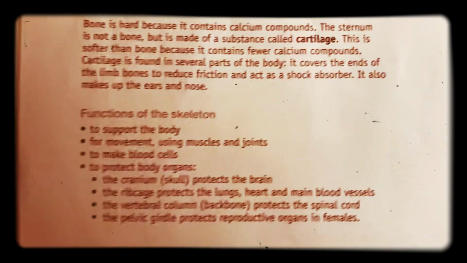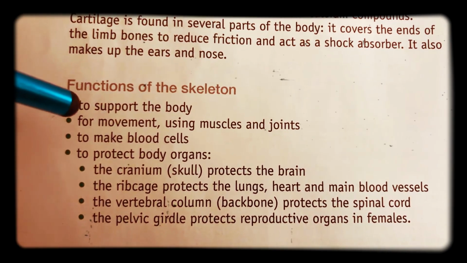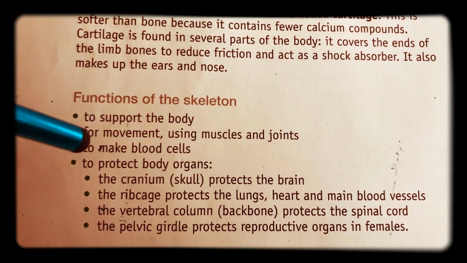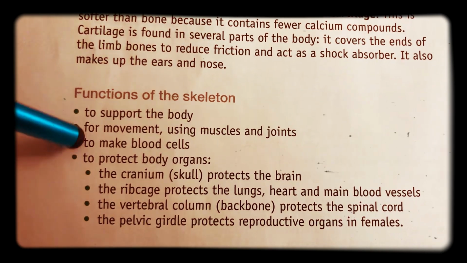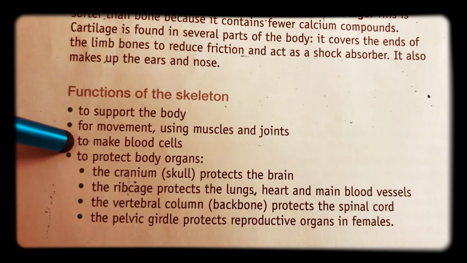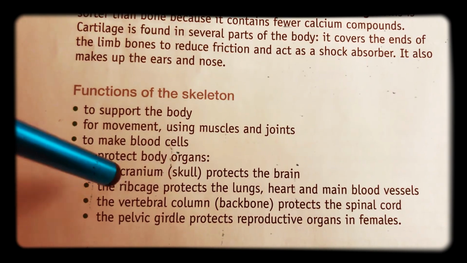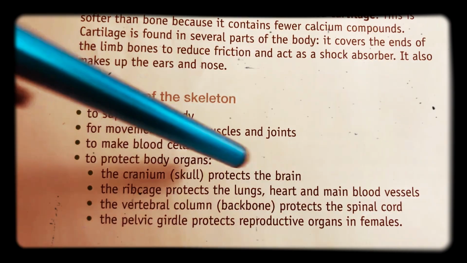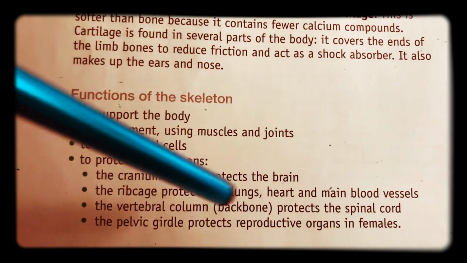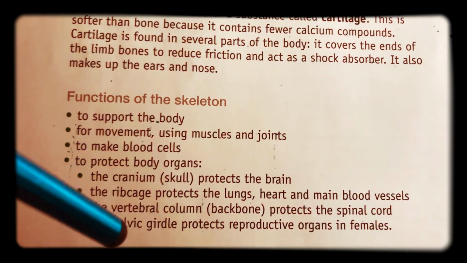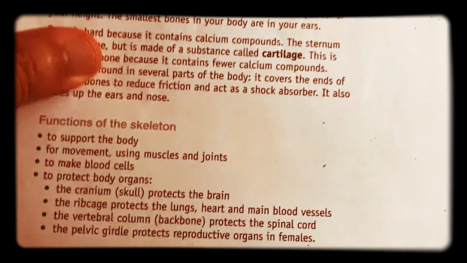Now, functions of the skeleton. Pay attention. It supports the body and allows movement. The marrow inside makes blood cells. Then protection: the cranium protects your brain, the rib cage protects all of your organs in your thorax, the vertebral column protects your spinal cord, and the pelvic girdle protects the female reproductive organs.